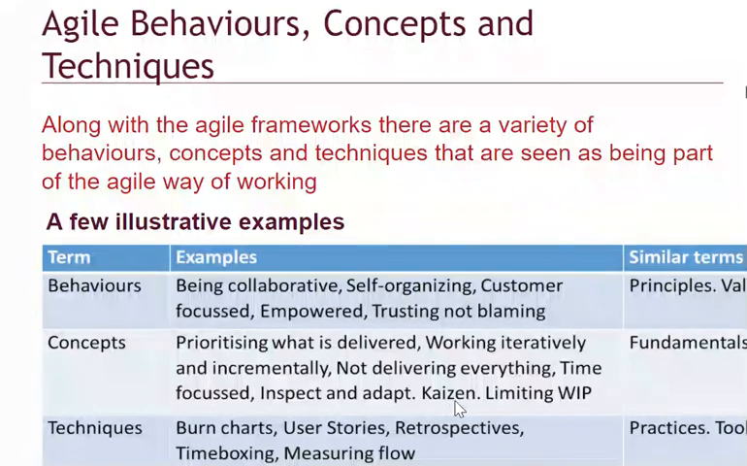Also, Kaizen. Kaizen means improve. You improve gradually. And also limiting work in progress. WIP means work in progress. What does it mean to limit work in progress? Make sure you do what you can do within a short time. Deliver it before you move to something else.